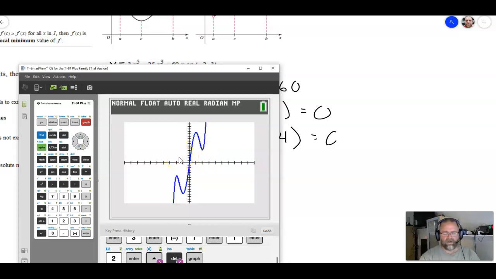And later on, we'll learn some more ways to calculate that using second derivatives and other methods. But for now, I'm just going to use my calculator to visually check that.